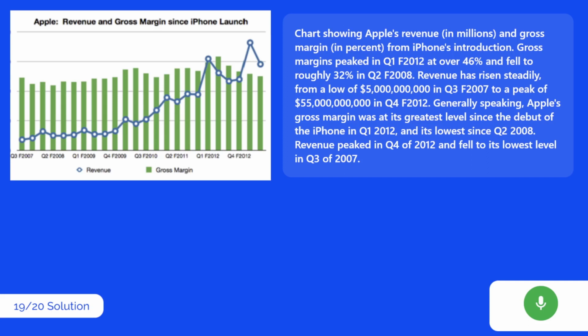$5,000,000,000,000 in Q3 F 2007 to a peak of $55,000,000,000,000 in Q4 F 2012. Generally speaking, Apple's gross margin was at its greatest level since the debut of the iPhone in Q1 2012, and its lowest since Q2 2008. Revenue peaked in Q4 of 2012 and fell to its lowest level in Q3 of 2007.